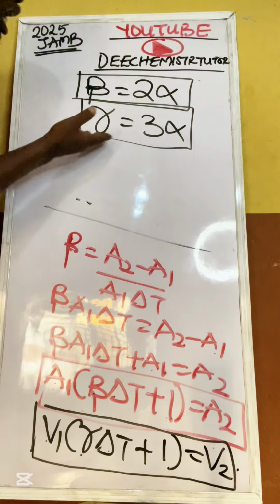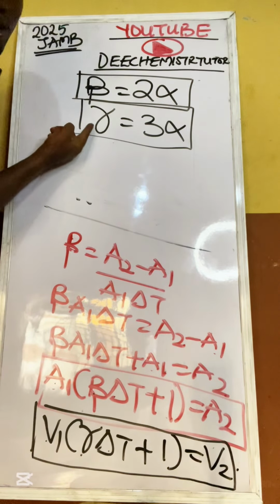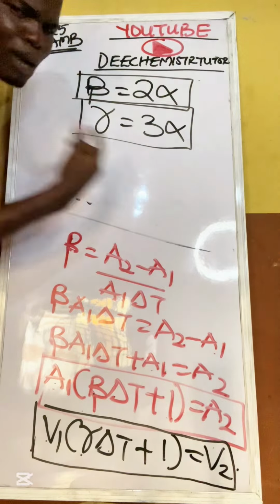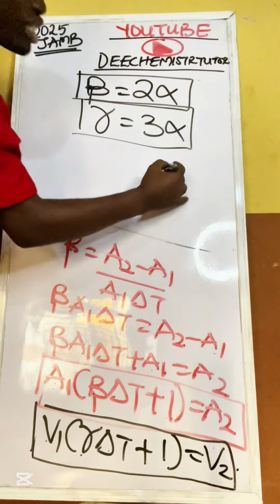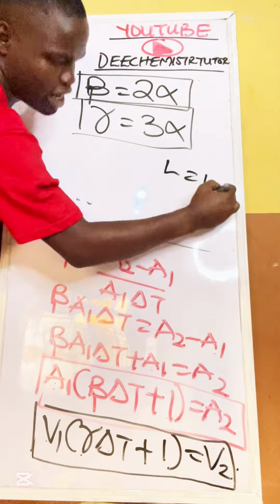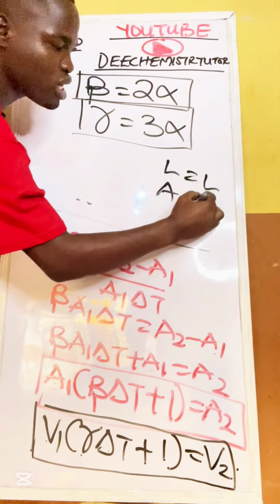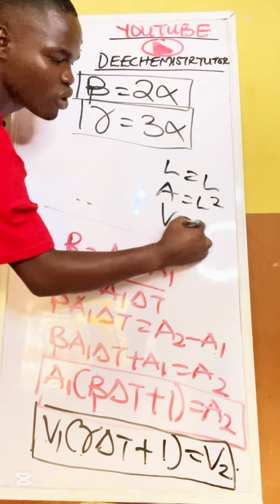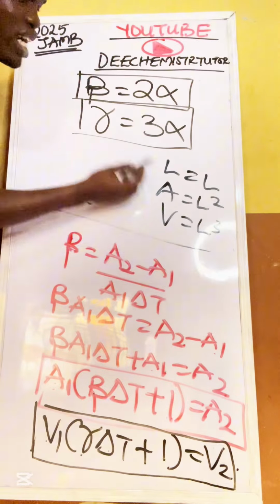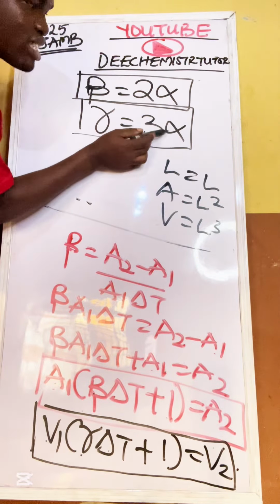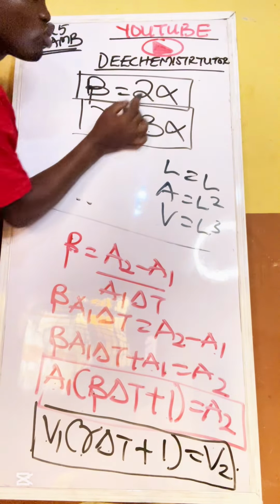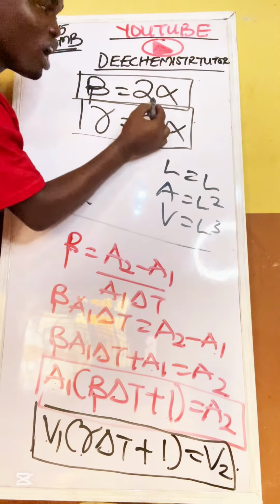So now, as you can see, this is for cubic and it's 3 alpha. If you would agree with me that length is L, that means area will be what? L squared. But volume is what? L cube. So maybe that's why they are saying from here I can say it is 3 alpha, and this one is 2 alpha. It's not alpha square or alpha cube.